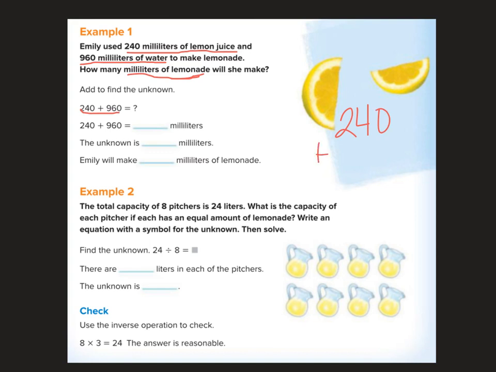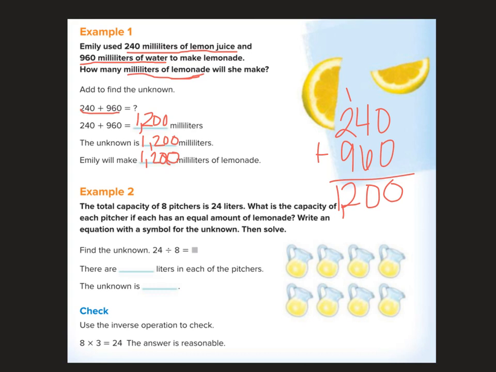240 plus 960. 0 plus 0, 4 plus 6 is 10. 9 plus 2 plus 1 makes 12. So it would be 1,200 milliliters. The unknown is 1,200 milliliters Emily will make. Why did they make us write the answer 3 times? Oh, goodness. 1,200 milliliters of lemonade.